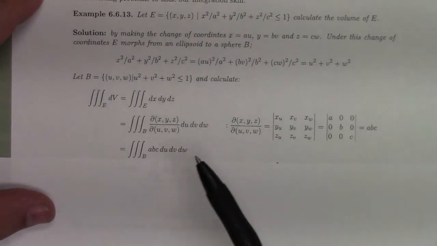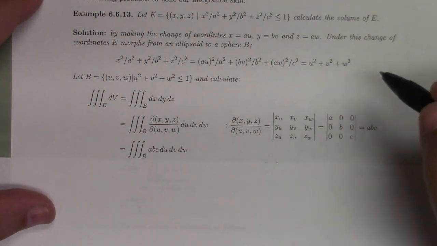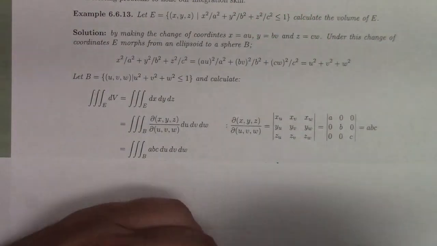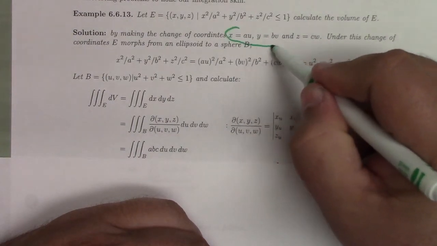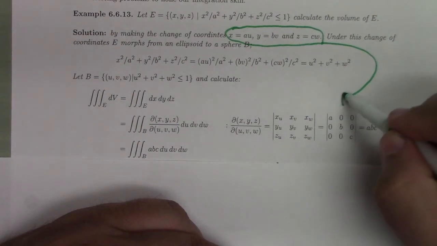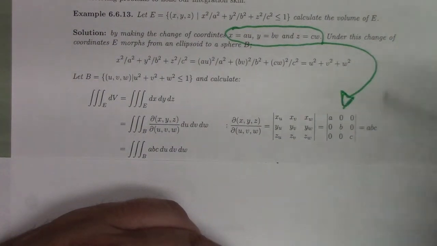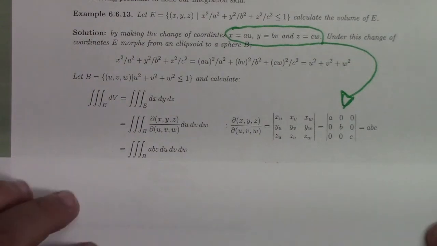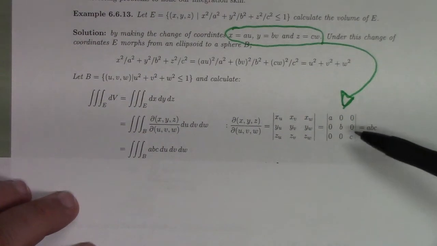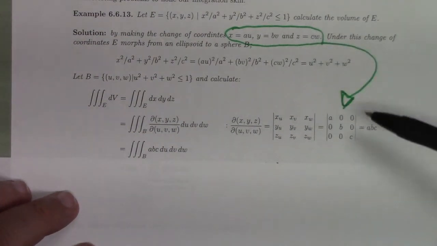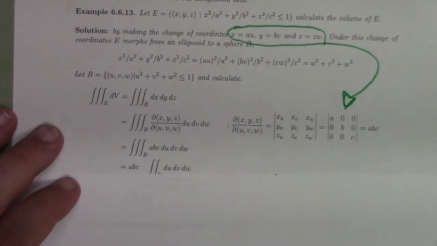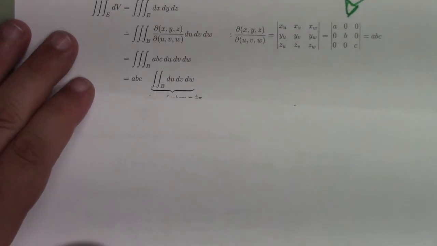So this one, because I don't think I ever quite wrote it out here, but oh, I have it right here. So see right here? If you take partial derivatives, you can see that we get a, 0, 0, 0, b, 0, 0, 0, c. So the Jacobian of this change of variables is just abc. It's kind of cool. And of course, B is actually the unit sphere.